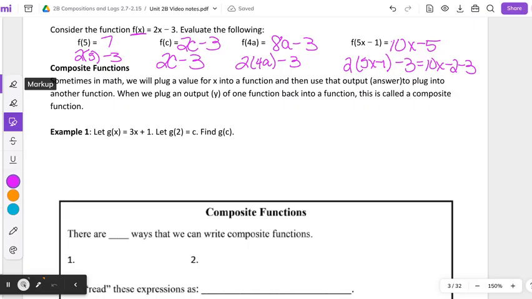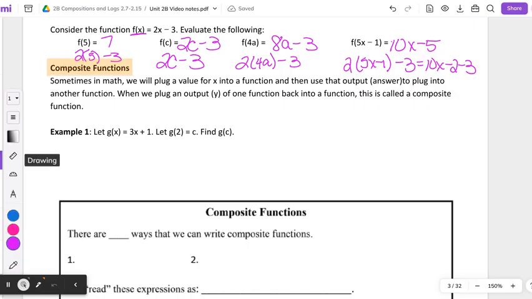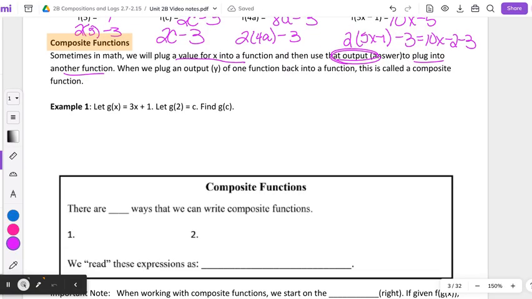Now we're going to deal with composite functions. So for composite functions, we plug a value x into a function. Then that output gets plugged into another function. Sometimes back into the same function, sometimes into a different function. So we plug the output y into one function, back into another. Okay, it's called a composite function. So let's see what we got here.